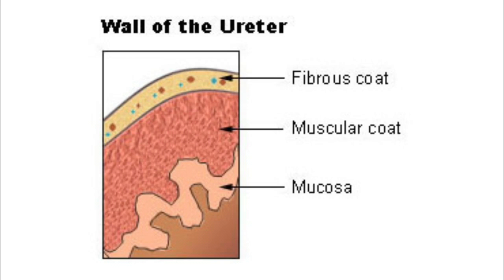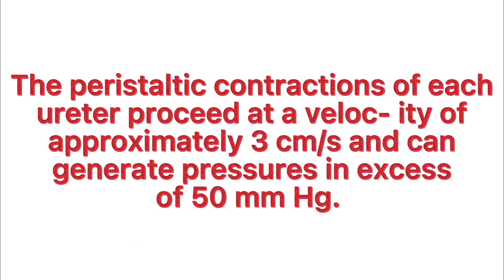However, the circular smooth muscle in the walls of the ureters undergoes peristaltic waves of contractions, which force urine through the ureters. The peristaltic waves progress from the region of the renal pelvis to the urinary bladder. They occur from once every few seconds to once every 2 to 3 minutes. So, parasympathetic stimulation increases their frequency and sympathetic stimulation decreases it. The peristaltic contractions of each ureter proceed at a velocity of approximately 3 cm per second and can generate pressures in excess of 50 mm Hg.